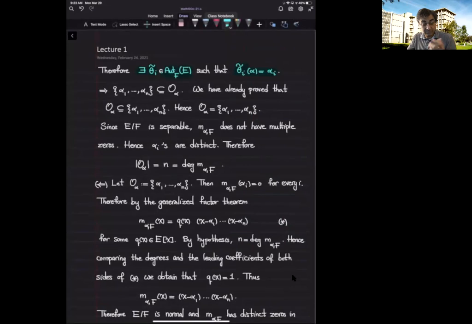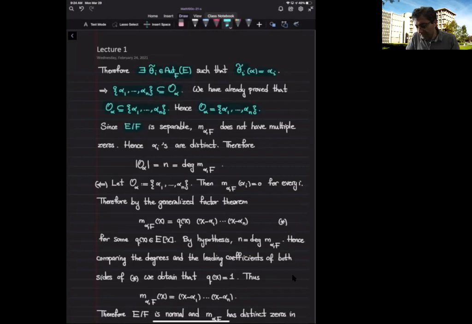In particular, we deduce that all the zeros of the minimal polynomial are indeed part of the orbit of alpha, because we managed to find these automorphisms that send alpha to these elements. We have already proved that the orbit of alpha is always a subset of the zeros of the minimal polynomial. So altogether we get equality: the orbit of alpha is precisely the set of all the zeros of the minimal polynomial. Now, if I want to understand the cardinality of the orbit, I need to understand if there are multiple zeros or not. Now the separability condition kicks in.